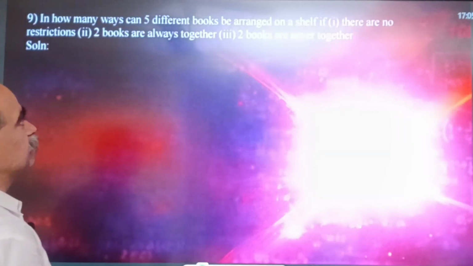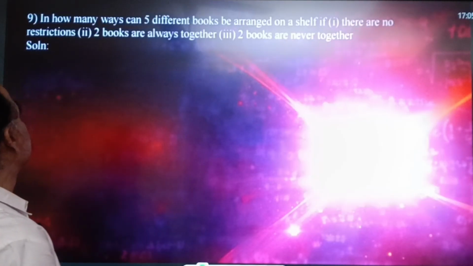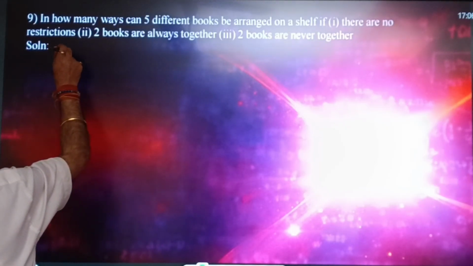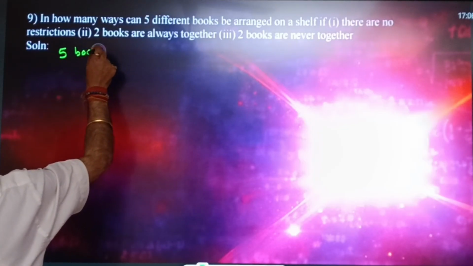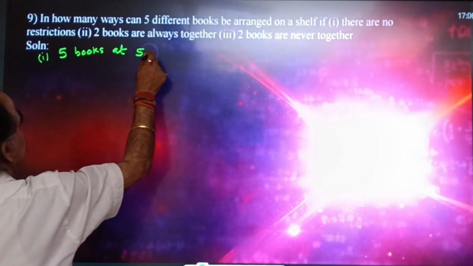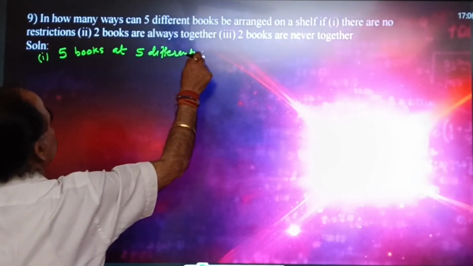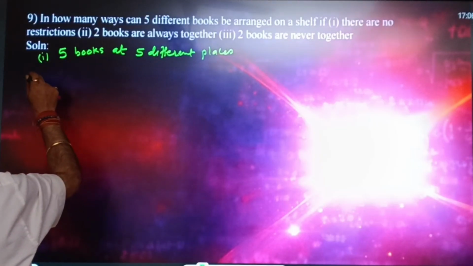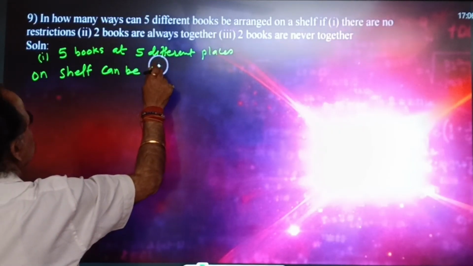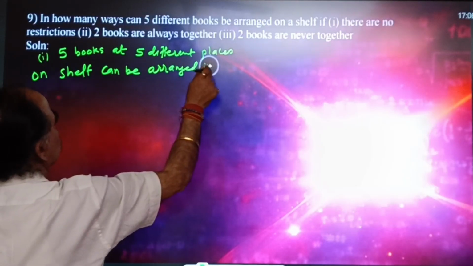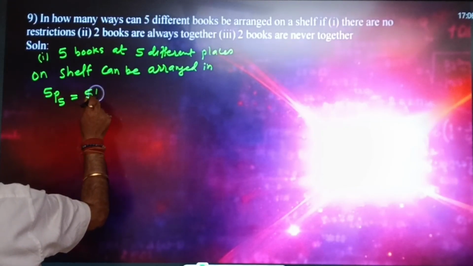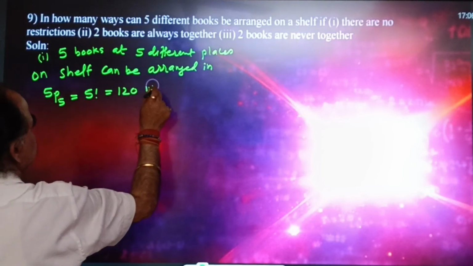In how many ways can 5 different books be arranged on a shelf if there are no restrictions? 2 books are always together, 2 books are never together. 5 books, no restriction. 5 books at 5 different places on shelf can be arranged in 5P5, 5 factorial is equal to 120 ways.